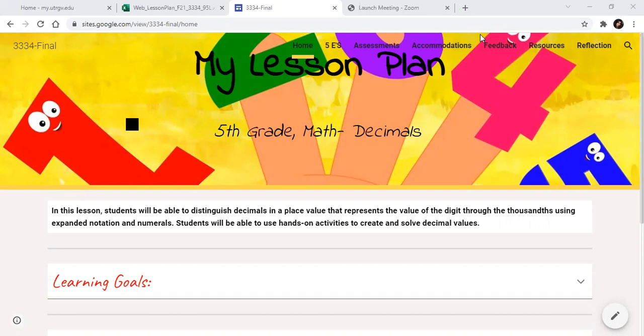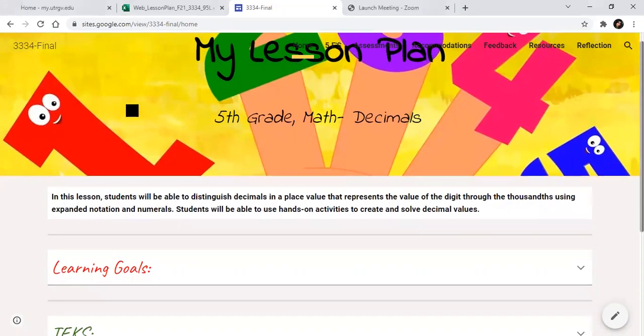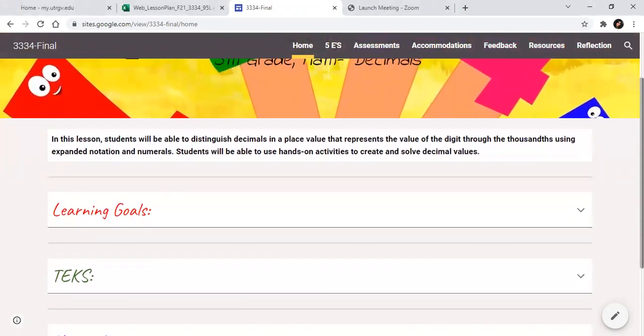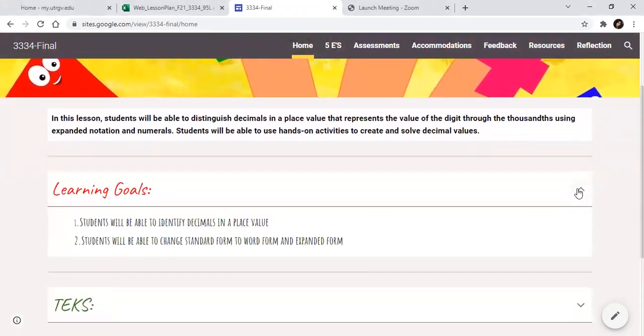So today I'm going to be doing 5th grade math, and I will be focusing on decimals. This is my homepage. I went ahead and listed the main focus of my lesson plan. I also included my learning goals.